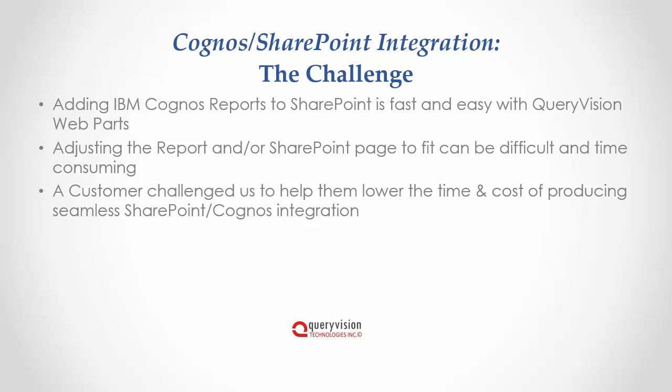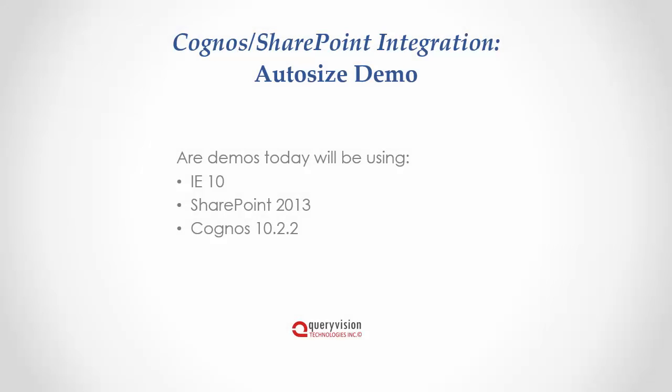Above all, the solution had to be simple, fast, and easy, and avoid writing custom Cognos reports for use in SharePoint or modifying SharePoint pages, master pages, or templates. To demonstrate autosizing, we're going to take a wide, tall, multi-page report, which is drill-through enabled, and show how it looks in Cognos Connection. Then we'll show how it looks in SharePoint with out-of-the-box sizing techniques. And finally, we'll show how it looks with QueryVision autosizing.